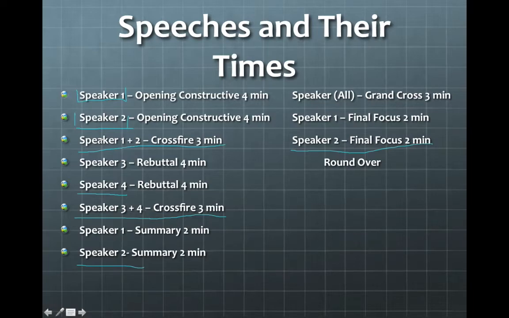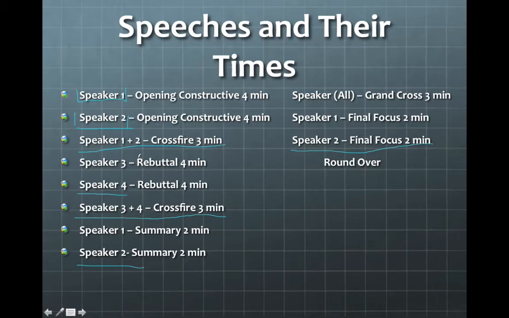As I said before, speakers 1 and 2, after the two opening constructives are complete, will engage in a 3-minute crossfire. Word of advice, always be prepared for crossfire. Have questions available and even responses. If you have to look at your blocks, do so, but you don't want to be dependent on that one pamphlet of paper. Now, going on to the next crossfire and the rebuttals.